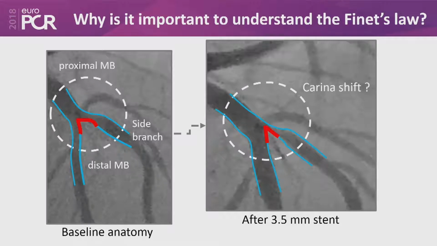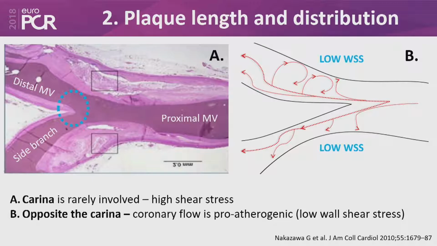And this is why it is important to understand the first piece of the puzzle of the bifurcation anatomy, which is that there are 3 different diameters of a bifurcation. The second piece of the puzzle is plaque length and distribution. On the left-hand side of the slide, you see how it looks from the inside. This is a pathological finding where you should see that the carina is virtually free of the disease. So you know that the plaque distribution is such that it will be on the opposite walls of the bifurcation, not at the level of the carina.